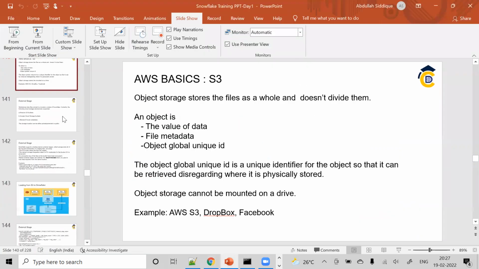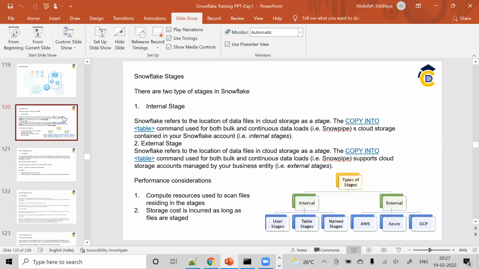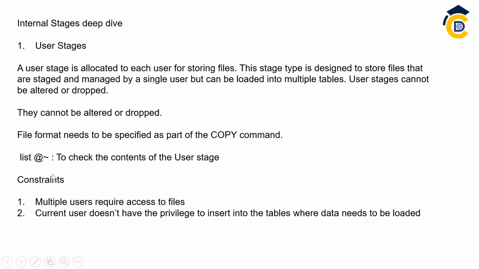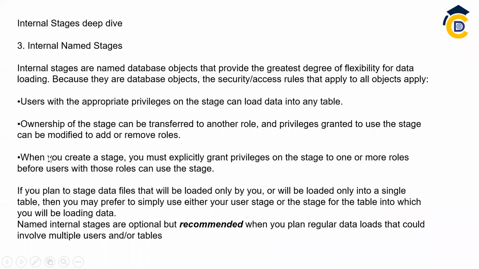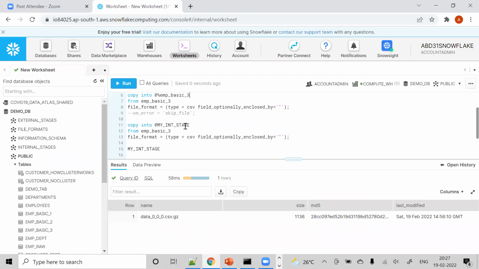Let's go back some slides. Right. So we have user stage, table stage, and name stage, correct? User stage is always accessed by @tilde. Table stage is always @percentage. And the name stage is simply @. Yes, see, this is why I told you to see this also. Here it is @percentage. Here it is simple @.